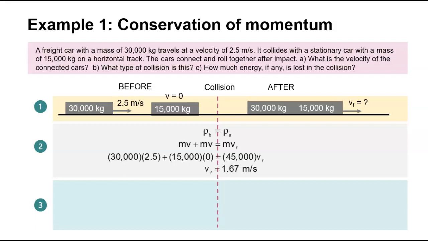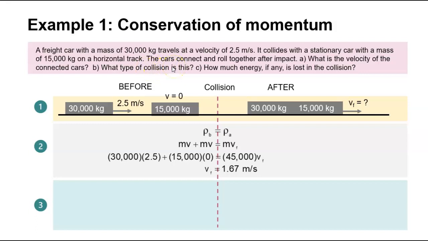And then pause and think about it. Does that make sense? So this car was going at 2.5, but he scooped up this heavier thing now, so he's more massive, so it makes sense that his velocity would decrease. This guy was going 0, but then he got hit by the other car, so it would make sense that his velocity would increase. So yeah, that kind of makes sense. So we were able to use the conservation of momentum for problem-solving purposes to find out the final velocity of the connected cars. All right, the next question is, what type of collision is this?